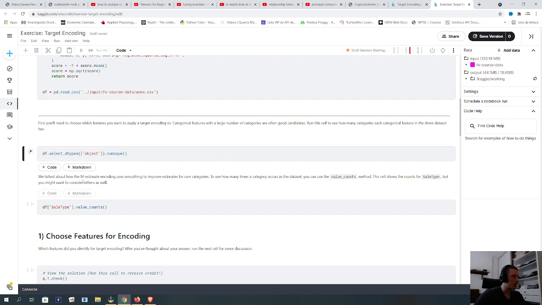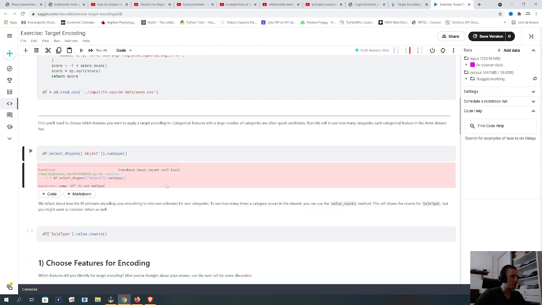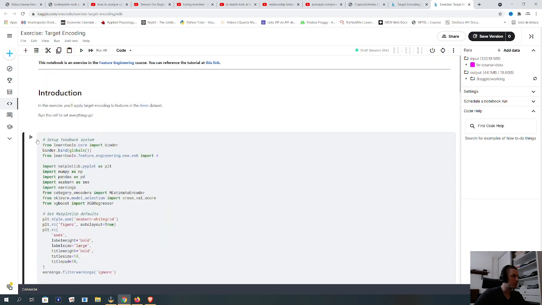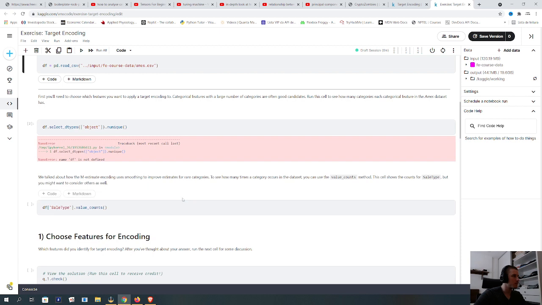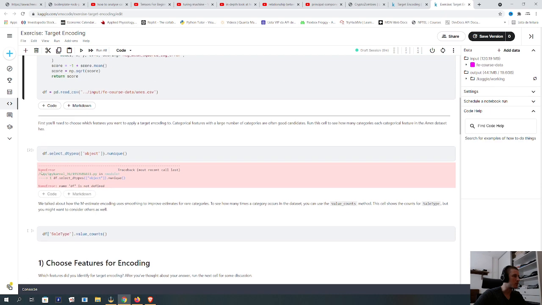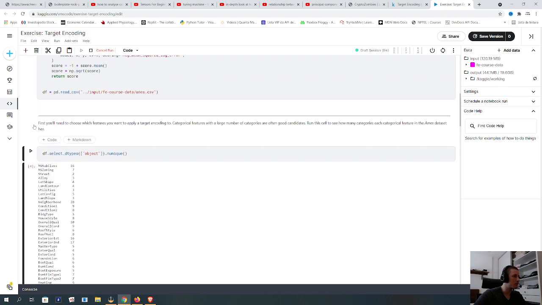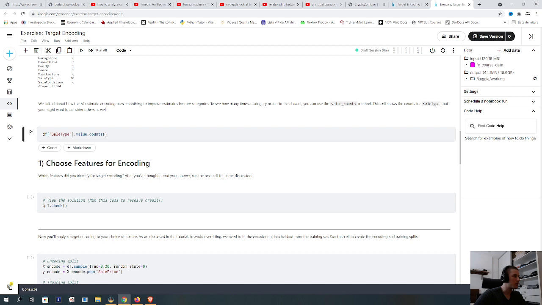We talked about how m-estimate encoding uses smoothing to improve the estimates for rare categories. I didn't run this first cell. To see how many times a category occurs in the dataset, you can use the value_counts method. This cell shows the counts for cell type, but you might want to consider others as well. Okay, now it works. Value counts.